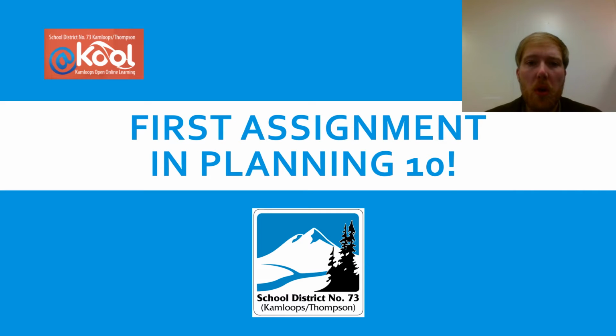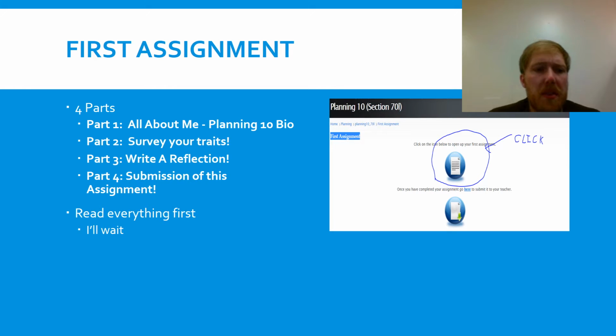What we're going to do is go through the 4 different parts of this assignment. We're also going to get you set up in this course, and then we're going to teach you how to submit this assignment. There are 4 parts to this assignment. Part 1, all about me, which is an 8 to 10 sentence biography about your interests and things like that. Part 2, you're going to do 2 different surveys about your traits and your personality, and then part 3 you're going to talk about what those quizzes meant to you in a short 5 to 6 sentence reflection, and then part 4 we're going to learn how to submit as an assignment in Planning 10.